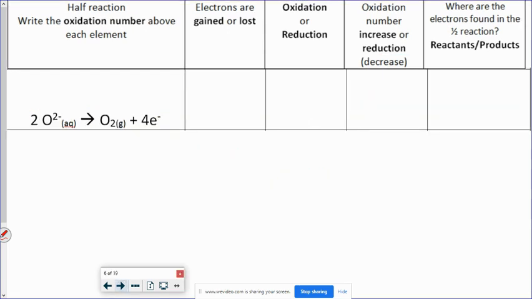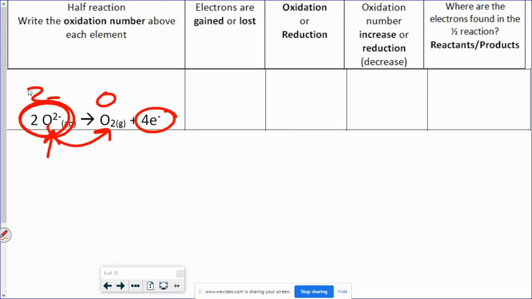I'm going to hope that you're going to work through everything and then check against your answers and not just copy down everything. So this oxygen, its oxidation number is 2 negative, because of the charge that's there. This is 0. So our electrons gained or lost by this O2 negative? Well, you can see the electrons right here. So as we go from O2 negative to O2, these electrons come out and these electrons are lost.